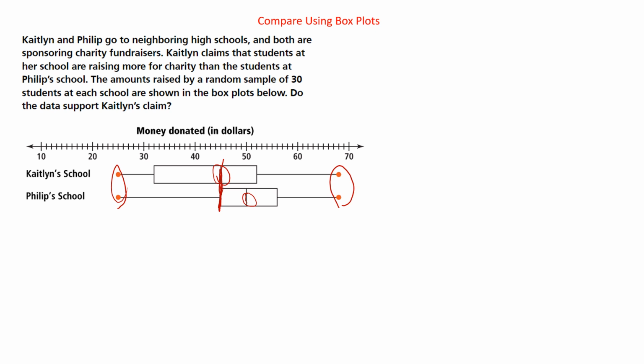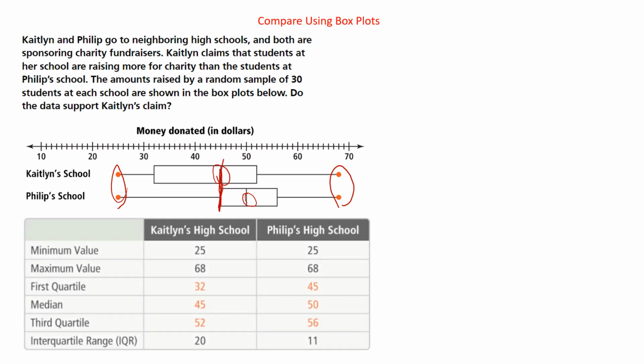From the box plot, it's pretty easy to get that 5-number summary. So we have Caitlin's high school, Philip's high school, our minimums, maximums, those are the same, and then our quartiles, medians, third quartiles. Notice that, again, like we saw, Philip's first quartile is where Caitlin's median is, which means that we have way more people selling as good or better than half the people in Caitlin's school.